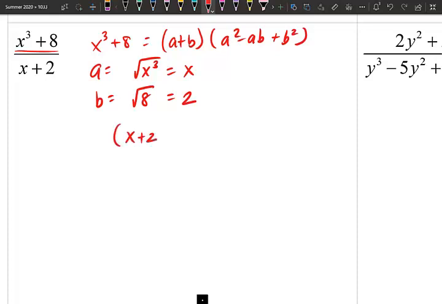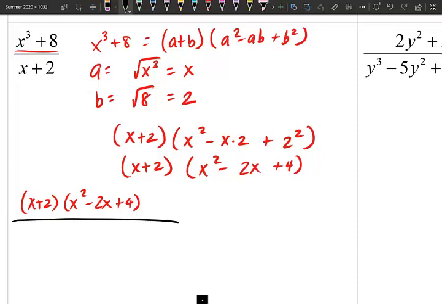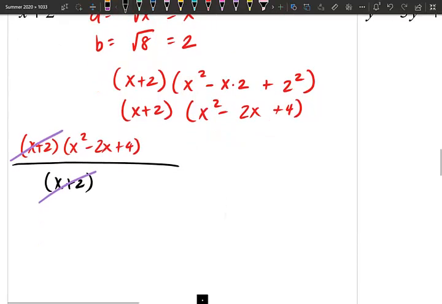We'll have x plus 2 times x squared minus x times 2 plus 2 squared. We're going to simplify. We have x plus 2 times x squared minus 2x plus 4. So that's what the top equals. On the bottom, we cannot factor that, so we just do x plus 2. Let's cancel out like terms. Those cancel. So what we're left with, our final answer, is x squared minus 2x plus 4.